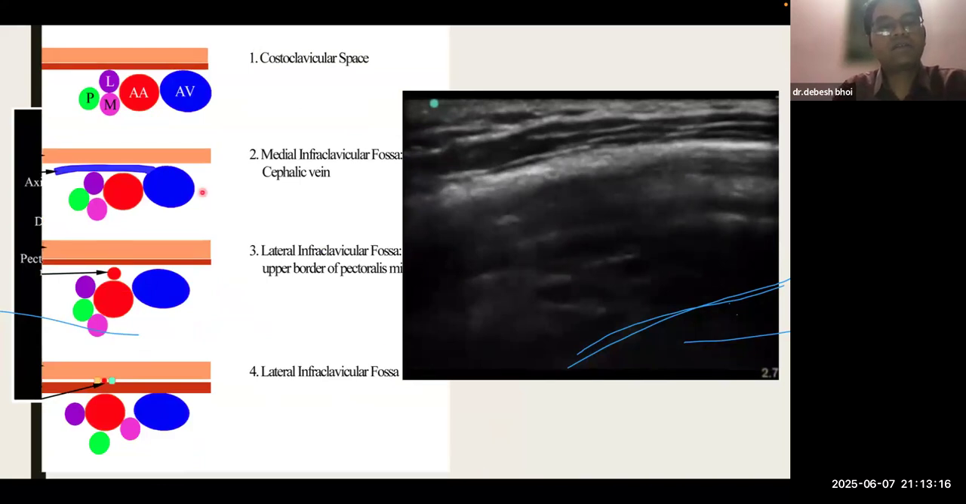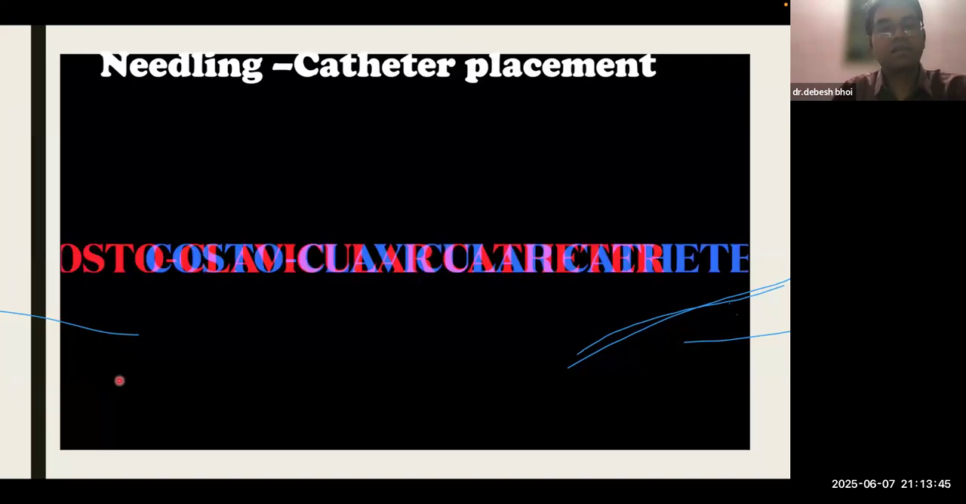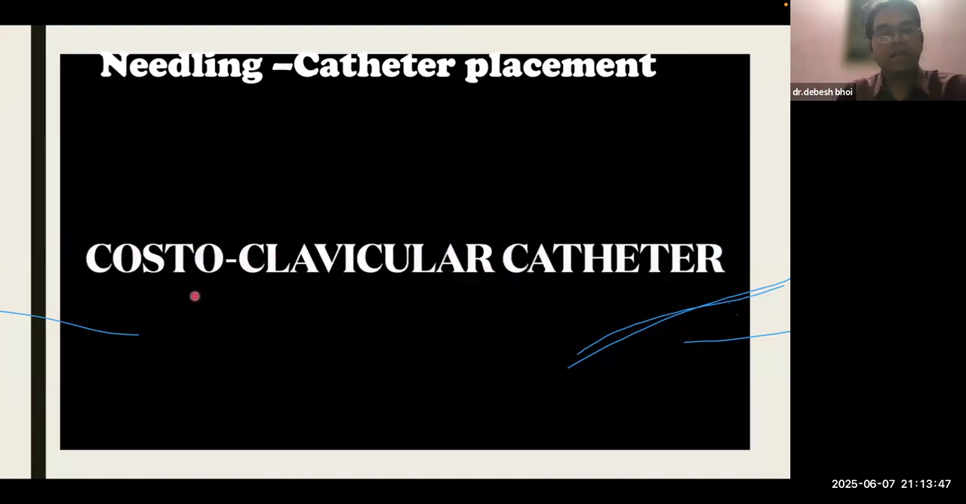So here, basically, the scanning technique started from the start of the clavicle. Then the medial infraclavicular fossa, that is the cephalic vein. If you are seeing the cephalic vein, that means your probe is a bit down. Then you have the lateral infraclavicular fossa, where you can see all the cords, and where the pec minor will be. Also in between, the thoracoacromial artery can be seen.